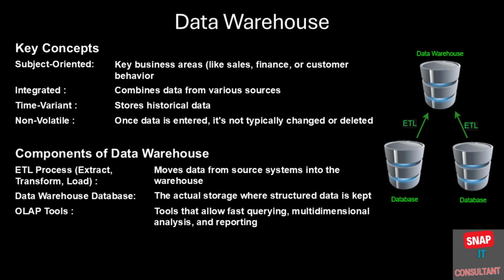Next, you have the data warehouse database itself. This is where all the structured data lives, nice and clean, ready for fast querying. And finally, OLAP tools, that's online analytical processing. These tools help you run complex queries, slice and dice your data, and build reports or dashboards with multiple views, fast and efficiently. So, to sum it up, a data warehouse helps organizations turn raw data into meaningful insights by bringing everything together, keeping it consistent, and making it easy to analyze over time.